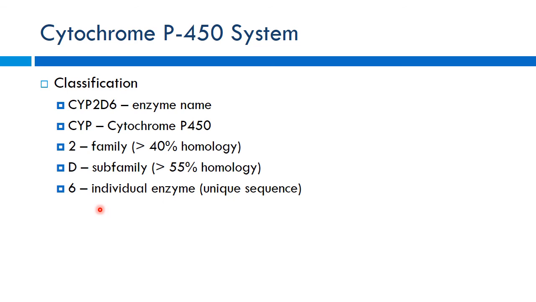So CYP2D6 would be the main enzyme we were talking about when converting codeine over to morphine. We'll talk about other specific CYP enzymes as well as we move on.